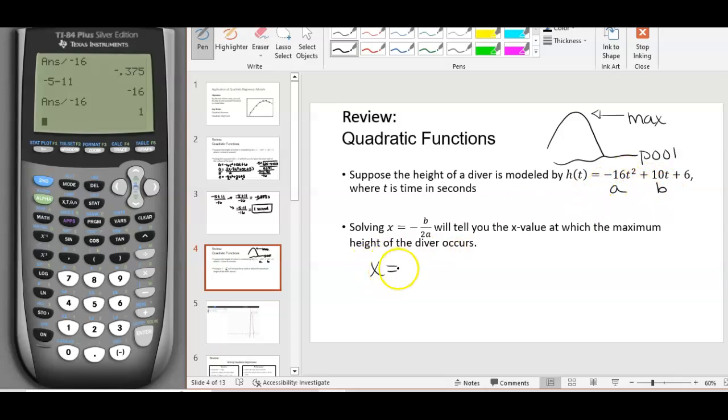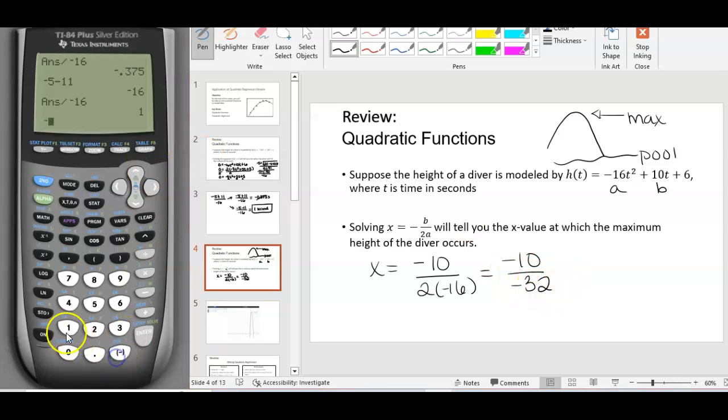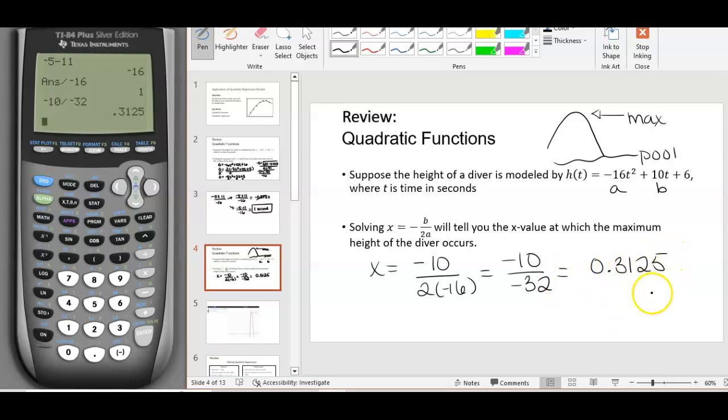So if we have x equals negative b over 2a, we have negative 10 over 2 times negative 16. So that gives us negative 10 over negative 32. So if we do that on our calculator, we have negative 10 divided by negative 32, and that gives us 0.3125. Okay, so at x equals 0.3125, he will have a maximum height.